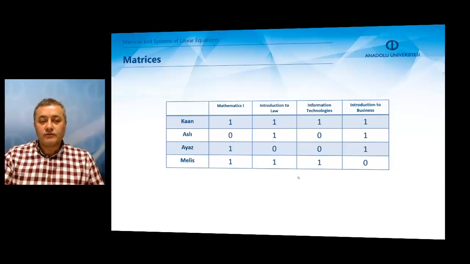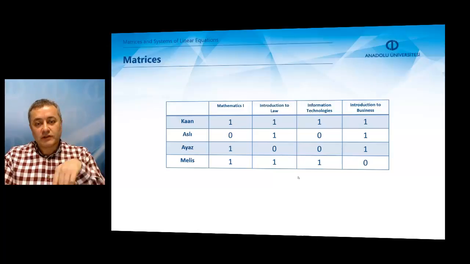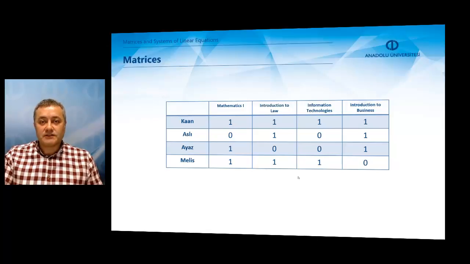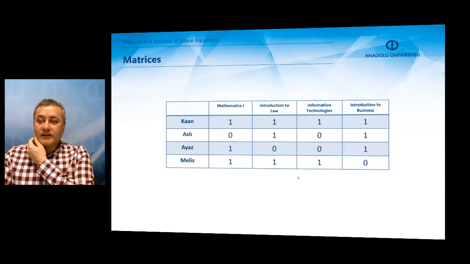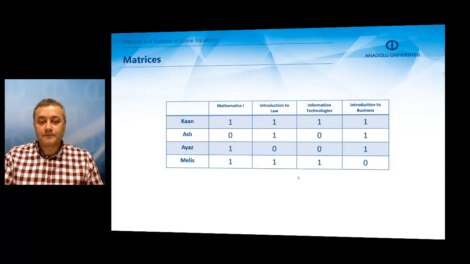The row the name corresponds to and the lecture, the column of the lecture will be denoted by 1 if the student had passed this lecture, and it will be denoted by 0 if the student had failed this lecture. It means that Kaan has passed all his lectures, where Aslı passed only Introduction to Law and Introduction to Business, where Melis only failed from Introduction to Business.